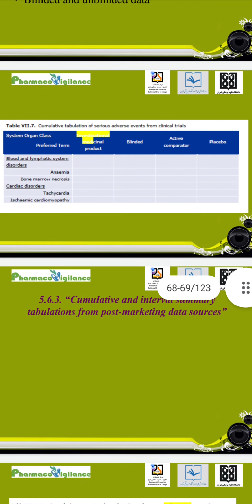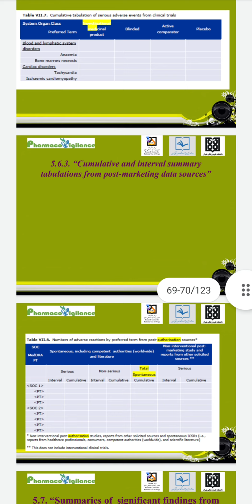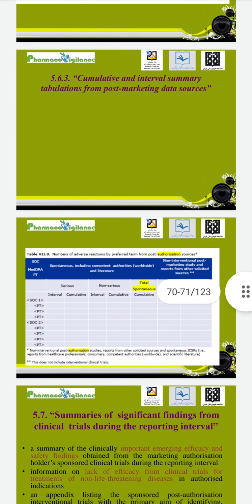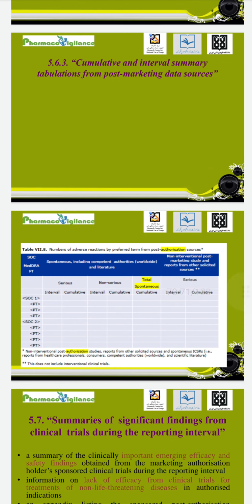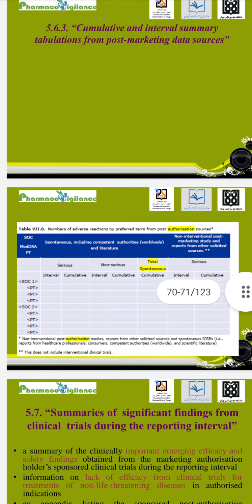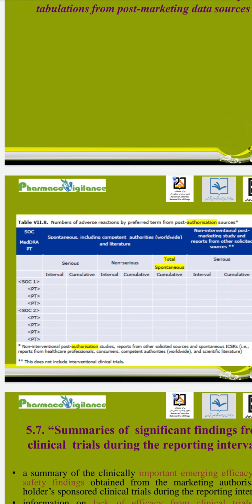Cumulative and interval summary tabulation from post-marketing data source. Number of adverse reactions by preferred term from post-authorization source. Spontaneous, including competent authority worldwide and literature. Okay, in this table, we have spontaneous including competent authority worldwide and literature.